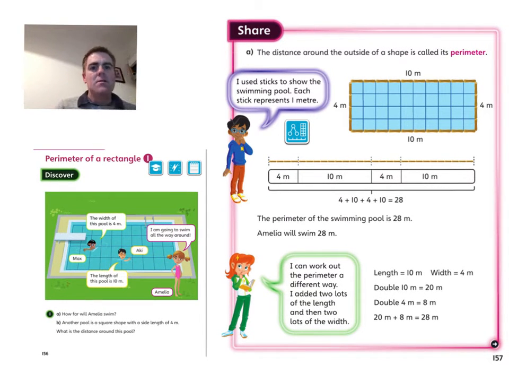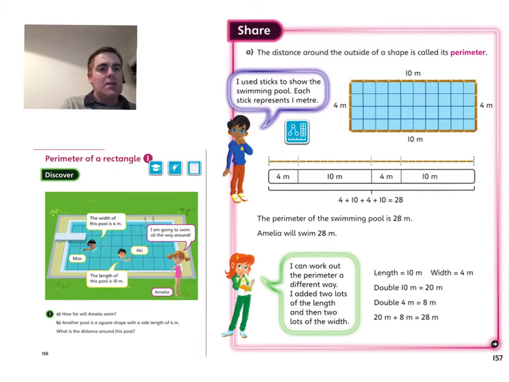Okay, so the distance around the outside of a shape is called its perimeter. Here is the swimming pool, and you have the length here, and you have the width here. Now this little guy, to work it out, said, "I use sticks to show the swimming pool, and each stick represents 1 meter." So you can see those little tiny sticks there.